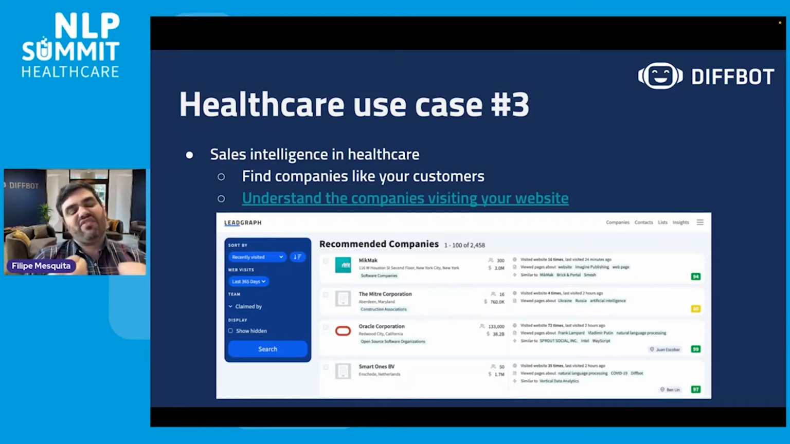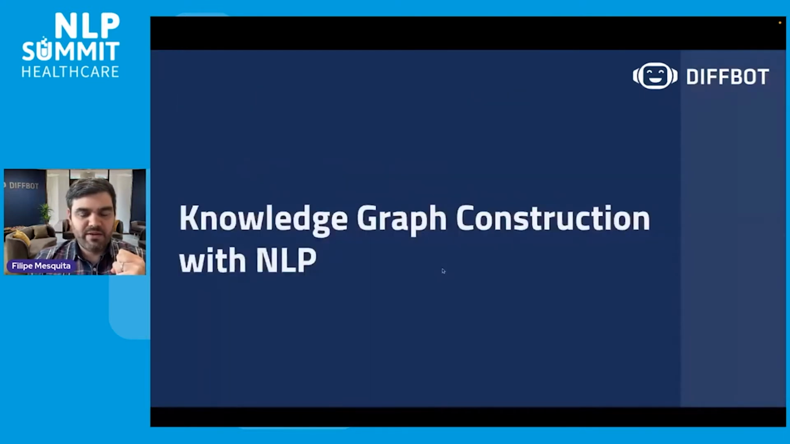Not only can we find companies that look like yours on the web, we can also cross-check the information with companies that are visiting your website. So in this example here, you can see that the top company has visited our website 16 times in the last year or so. They are looking at pages about websites and image publishing, and they are similar to other organizations that are already our customers. All right, so those are the use cases in general for healthcare.